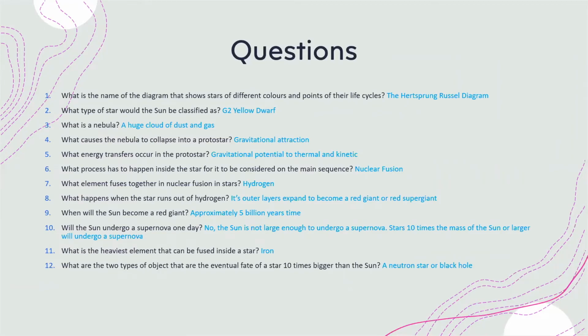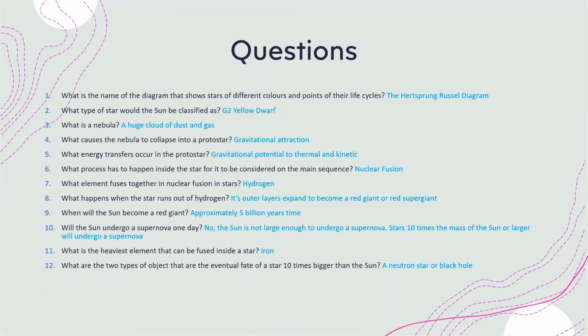Number 3, what is a nebula? We said a nebula was a huge cloud of dust and gas. Number 4, what causes a nebula to collapse into a protostar? Gravitational attraction, so gravity pulls it together, if you remember. Number 5, what energy transfers occur in a protostar? Gravitational to thermal, kinetic, and light sometimes as well. But it's the thermal and kinetic that are creating the light there.